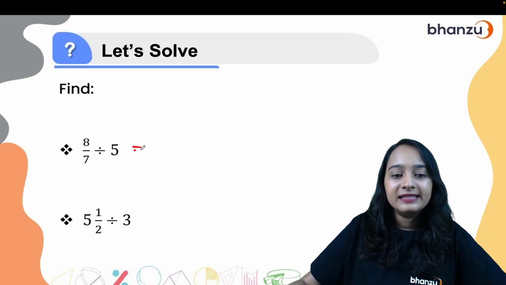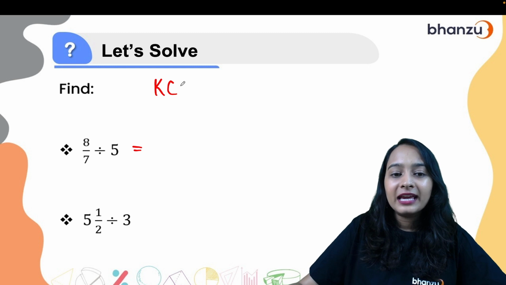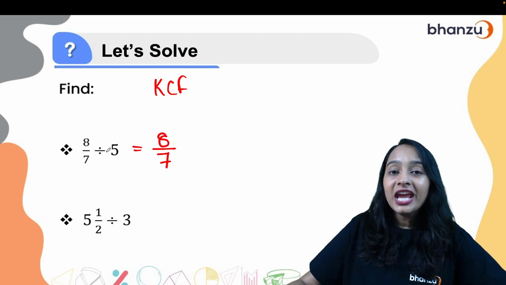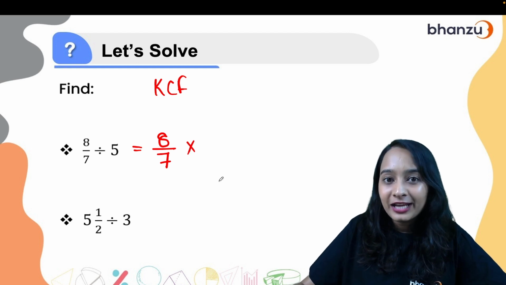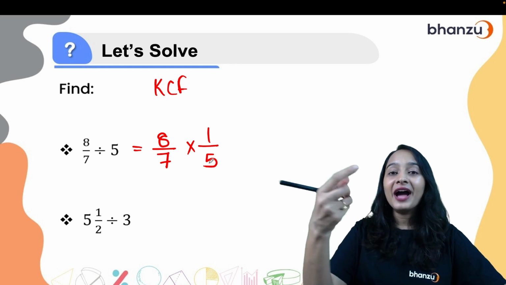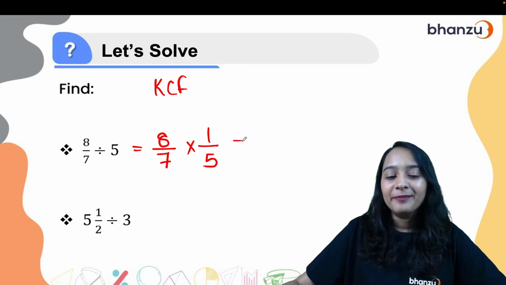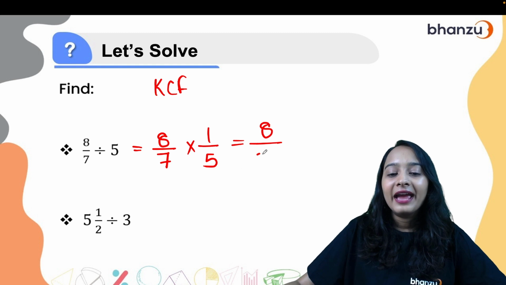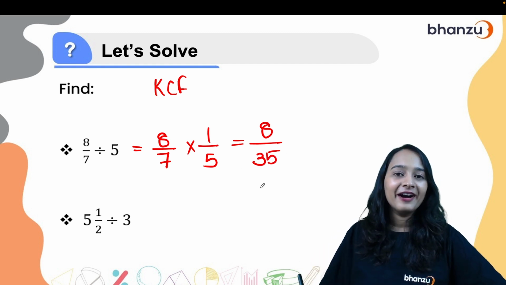For example, let's see here. Please remember the KCF rule. Keep the first fraction as it is. Change your division symbol to multiplication symbol and flip the second fraction. So 5 by 1 will become 1 by 5. So you have 8 by 35.